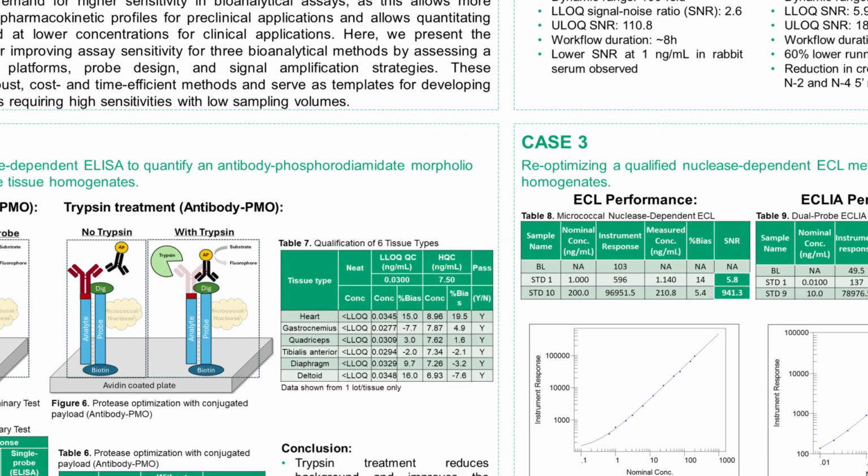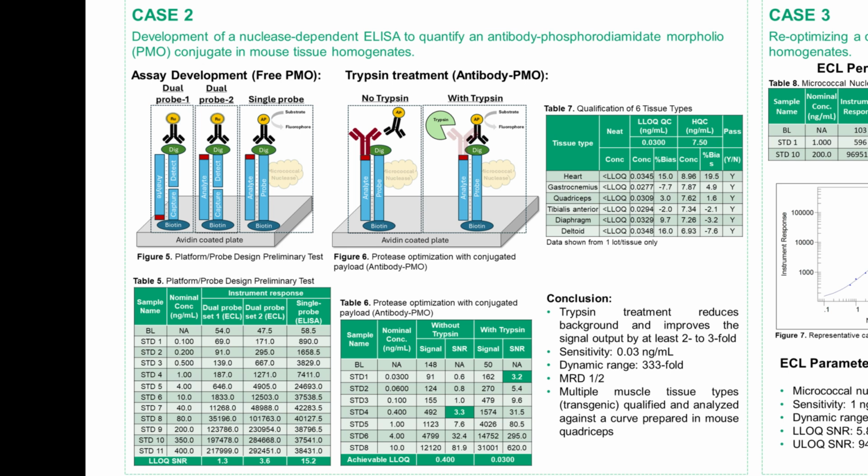Moving on to the second method, Case 2, a method was being developed de novo for the quantitation of an antibody phosphorodiamidate morpholino, PMO, conjugate in mouse tissues. Therefore, during development, the dual probe format and single probe nuclease-dependent format on ELISA and ECL detection platforms were explored using the conjugated PMO payload. This is depicted in Figure 5, and the data from that is shown in Table 5. This preliminary testing revealed a significantly superior signal-to-noise ratio from the micrococcal nuclease-dependent single-probe ELISA format, which was chosen for further optimization with the conjugated payload.